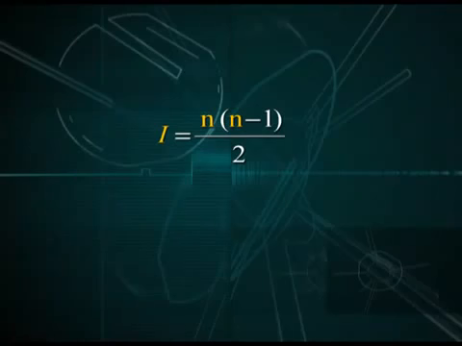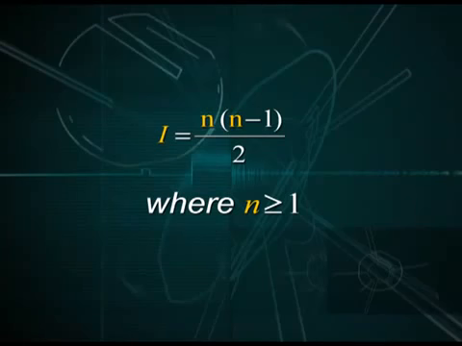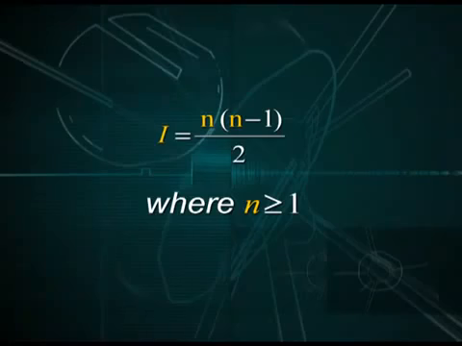Yes. You can see I is nothing but n(n minus 1) by 2, where n is greater than or equal to 1. So, from the experimentation, we have observed a conjecture where I is equal to n(n minus 1) by 2, where n is greater than or equal to 1. Also, n denotes the number of lines and I is the maximum number of intersection points. Thank you.